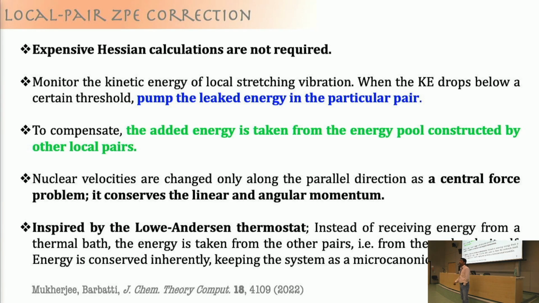So now I present my local pair zero-point energy correction method. The main point is that Hessian calculation during the trajectory is not needed anymore. So the idea is you monitor the local stretching vibration. Whenever the kinetic energy of the local stretching vibration drops below a certain threshold, in that case the ZPE value, then you pump some energy, the particular amount which is the leaked energy, into that specific bond. And of course, to compensate, you have to take this added energy from the other local pairs, constructing an energy pool, right?